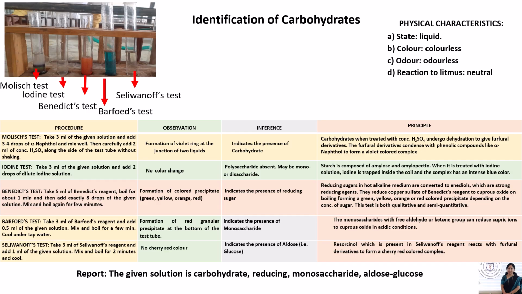Now the next test is iodine test, where we get to see no color change, which indicates polysaccharides are absent and the compound or the carbohydrate may be mono or disaccharide. Now what's the principle behind this test?